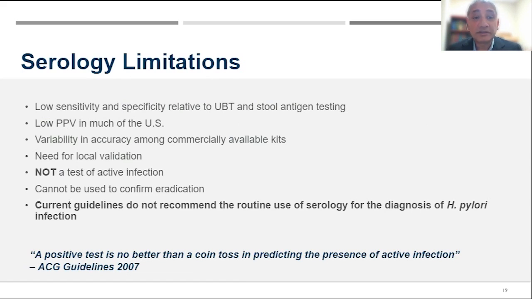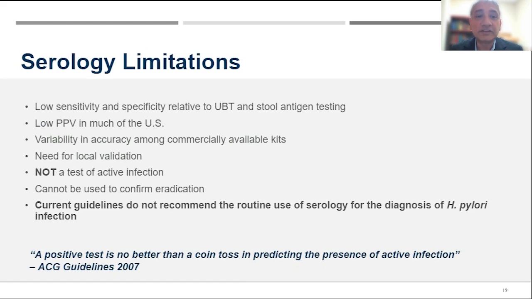So the limitations of serology then are that the sensitivity is lower than the alternatives, as is the specificity. The more telling metric, however, is the positive predictive value. And across much of the United States, serology has a low enough positive predictive value that it's no more accurate than a coin toss. And that phrase was used by the American College of Gastroenterology guideline in 2007.